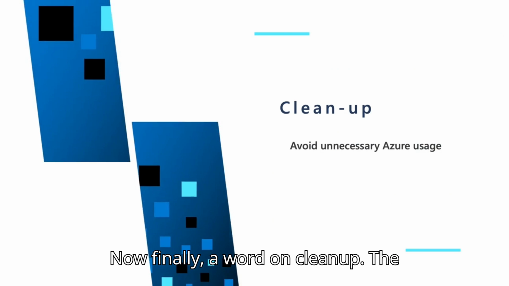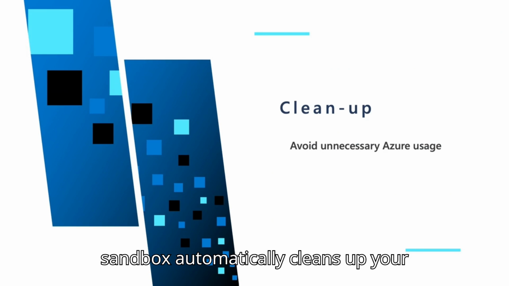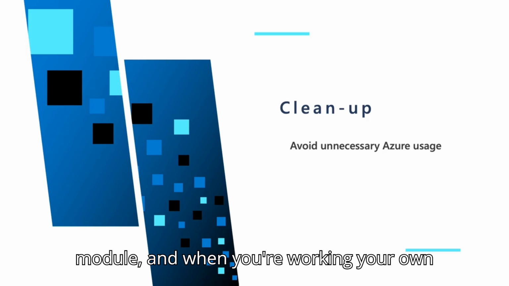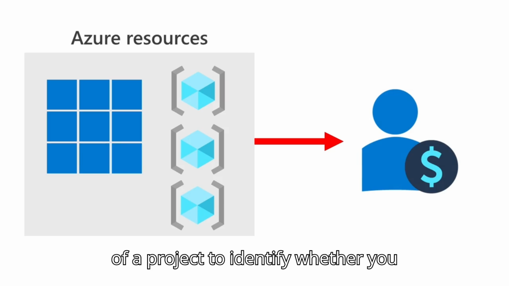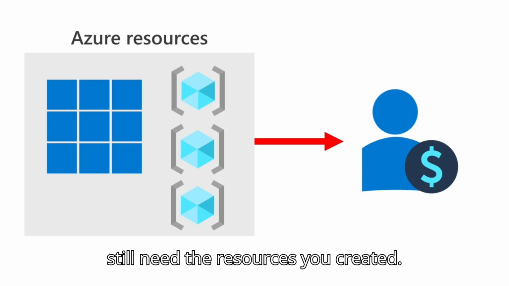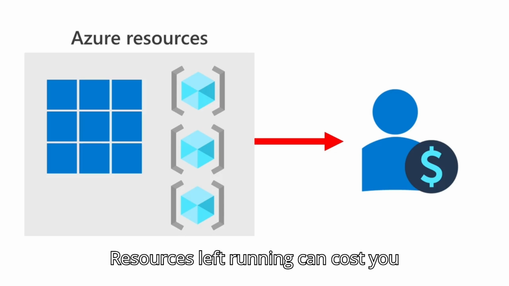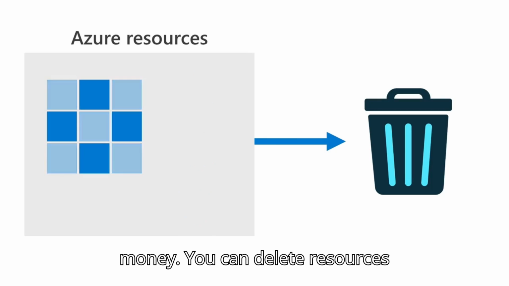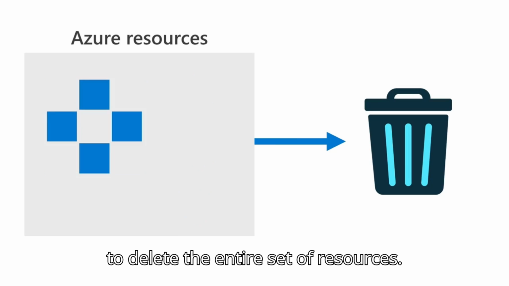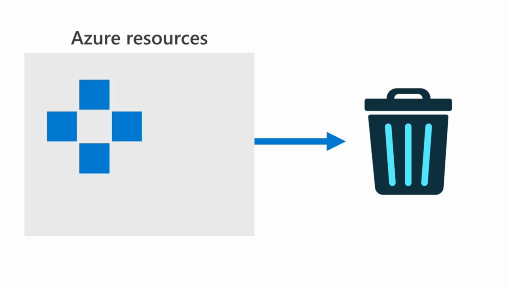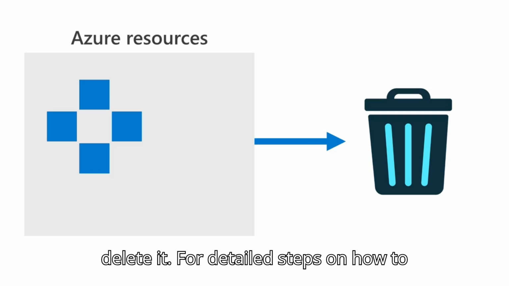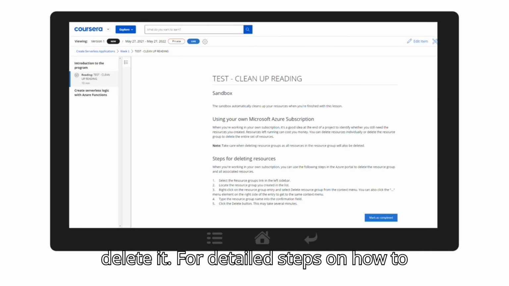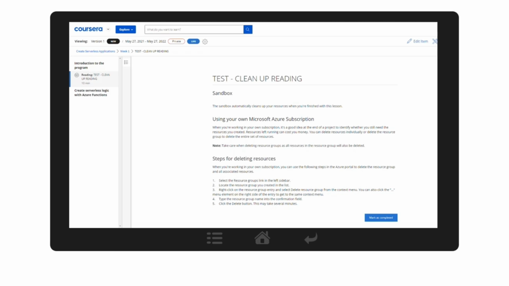Now finally, a word on cleanup. The sandbox automatically cleans up your resources when you're finished with this module. And when you're working in your own subscription, it's a good idea at the end of a project to identify whether you still need the resources you created. Resources left running can cost you money. You can delete resources individually or delete the resource group to delete the entire set of resources. And if you created a new GitHub repository for your wiki, you can now delete it. For detailed steps on how to delete Azure resources, please refer to the reading at the end of this module.